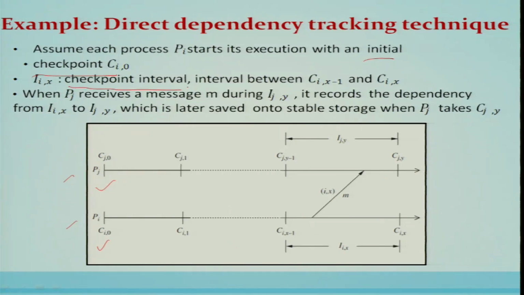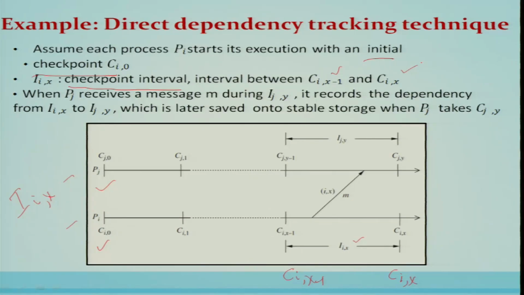Checkpoint interval is represented by capital I, I comma x. That means I comma x is basically the interval between the checkpoints Ci x minus 1 to Ci x. This interval is represented by capital I comma x. So I comma x, that is the checkpoint interval, is the interval between two checkpoints of a process i, between the x minus 1th and the xth.